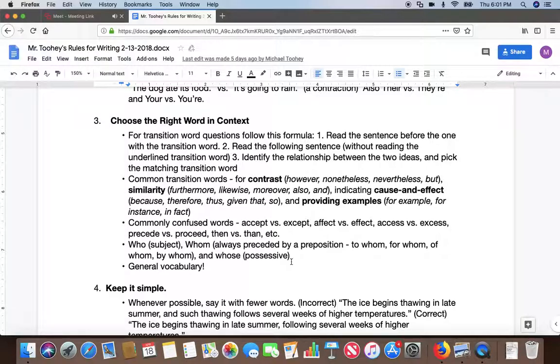Whenever you see transition words like furthermore, likewise, moreover, therefore, because, for example, for instance, they're testing you on transition words. There's a formula I recommend using. Go ahead and read that first bullet point for me. For transition word questions, follow this formula. One, read the sentence before the one with the transition word. Two, read the following sentence without reading the underlying transition word. Three, identify the relationship between the two ideas and pick the matching transition word. Okay, let's do that method.